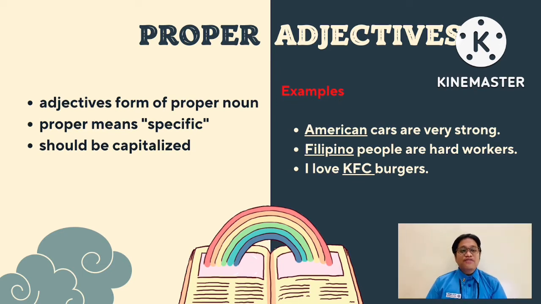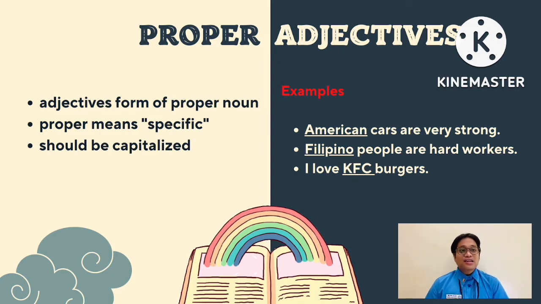So let us now see the different examples. We have the first example: American cars are very strong. The proper adjective here is American. American is a proper adjective because when we say proper adjective, it is a proper noun that describes another noun. Therefore, it is now an adjective. It describes the cars built in America or by the Americans.